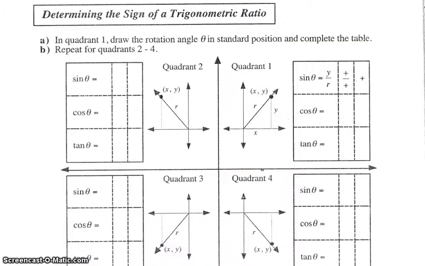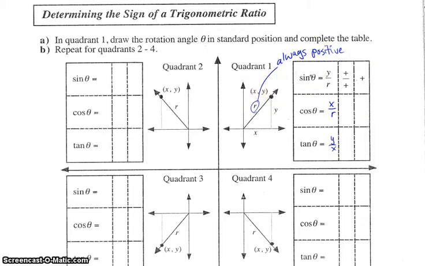This next topic, determining the sign of a trig ratio, I approach a little differently than what the workbook does. So first of all, they talk in quadrant 1, so sine theta is y over r. Cos, let's fill this in, is x over r, and tan is y over x. In the first quadrant, x, y, and r are all positive. But guess what? R is the distance from here to here on that terminal arm. That will always be positive. So r is always positive. So really, the only thing that changes the sign would be x and y.